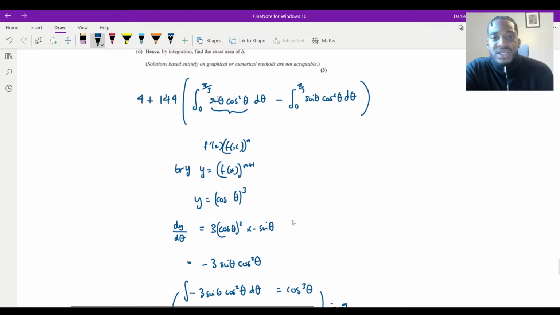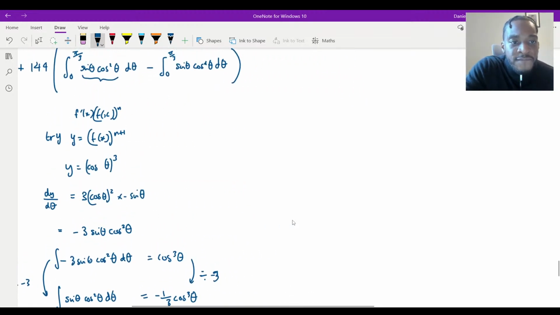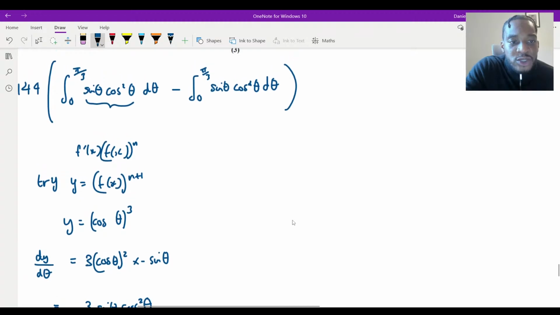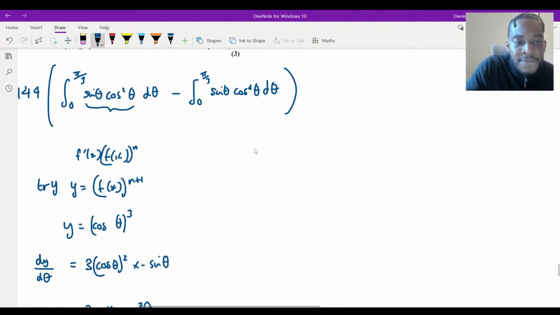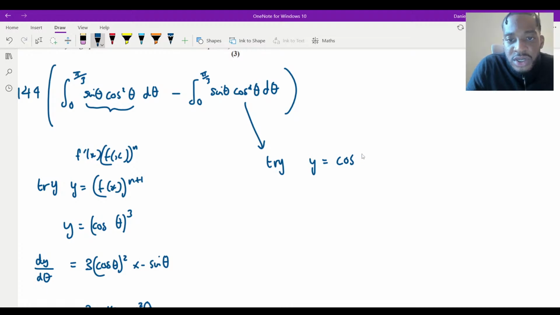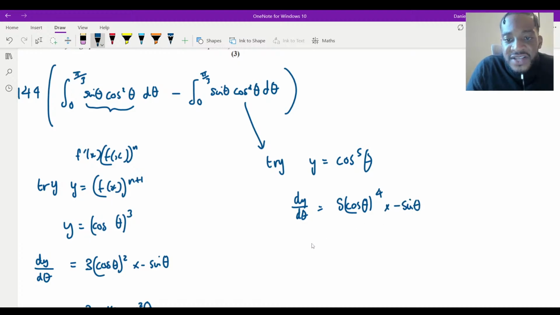And then I'm going to do this one here. It's the same thing, to be fair. So if I do that one on the right, based on what I've just done, if I want to integrate that, I'm going to increase the power by 1. I'll try y equals cos to the 5 theta. Differentiating that gives me 5 cos theta to the power of 4, and then we're going to times by minus sine. So if I tally that up, it's going to be minus 5 sine theta cos to the 4 theta.